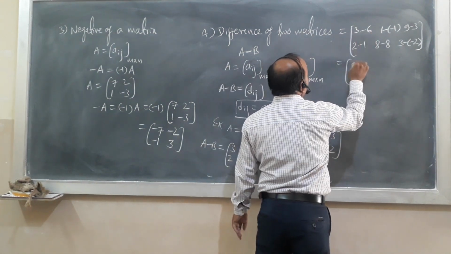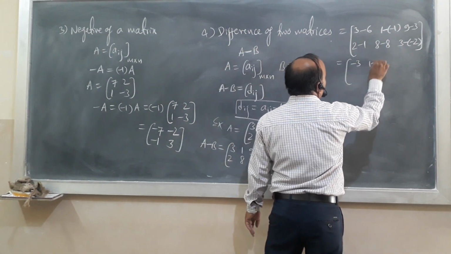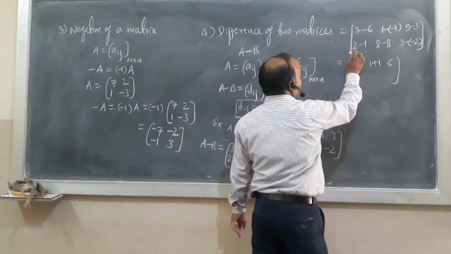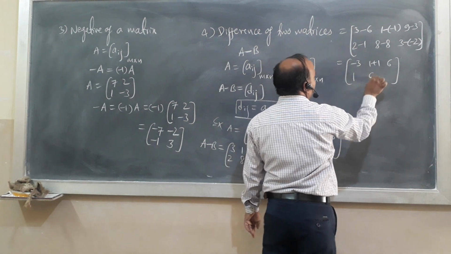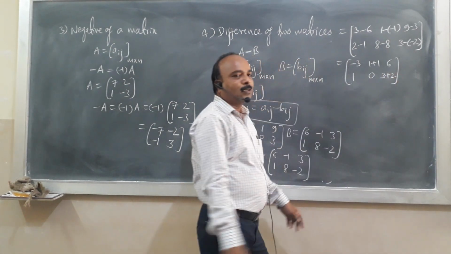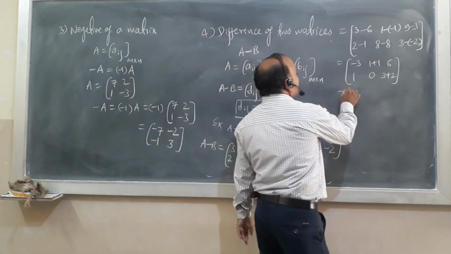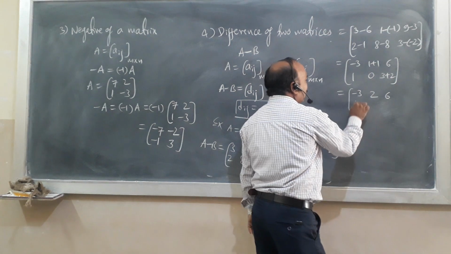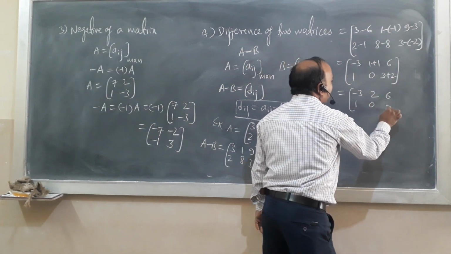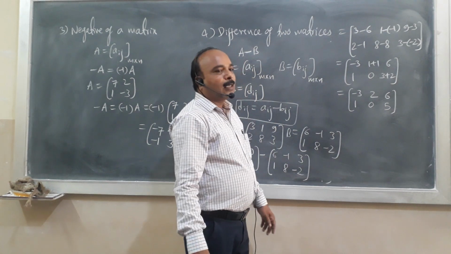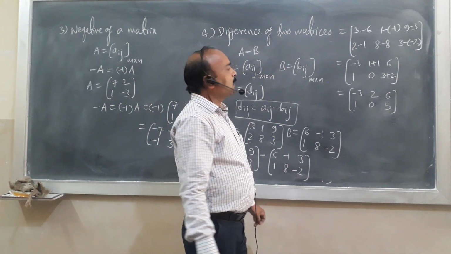3 minus 6 is minus 3. 1 minus of minus 1 is 1 plus 1, which is 2. 9 minus 3 is 6. 2 minus 1 is 1. 8 minus 8 is 0. 3 minus of minus 2 is 3 plus 2, which is 5. So the simplification is minus 3 2 6 1 0 5. This is called the difference of the two matrices.